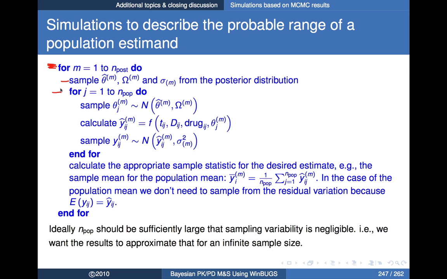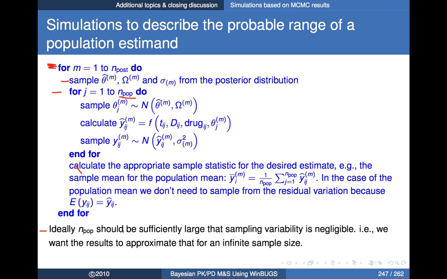I'm going to go from j equals 1 to what I termed n pop. And unlike the case where we were just dealing with the posterior predictive distribution of individuals, now I want n pop to be something very different from 1. I want it to be large, because what I'm really doing is I want it large enough that I make a fairly small error due to sampling variability.